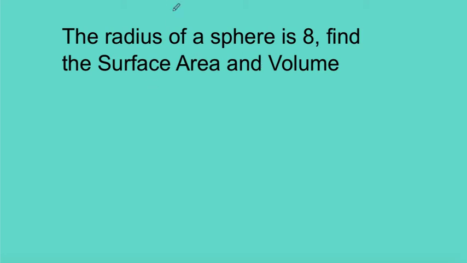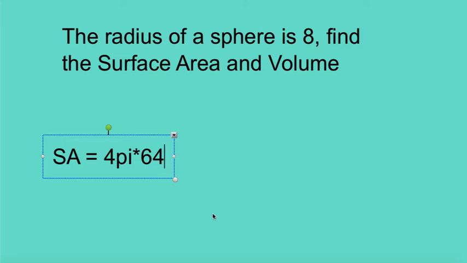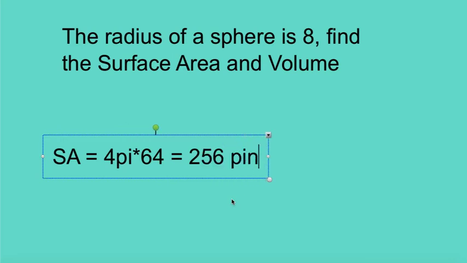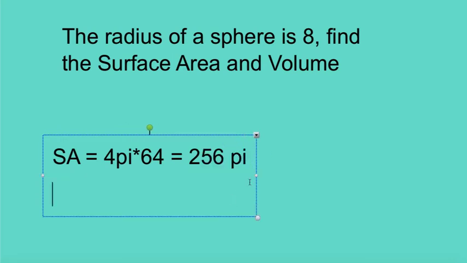All right, so you tried it, and you took your surface area, and you plugged in 4, and then pi, and then 8 squared, so times 64. 64 times 4 is 256, so your answer should have been 256 pi. All right, and then that would be in units squared. So just make sure, because we're talking about surface area, it would be units squared.